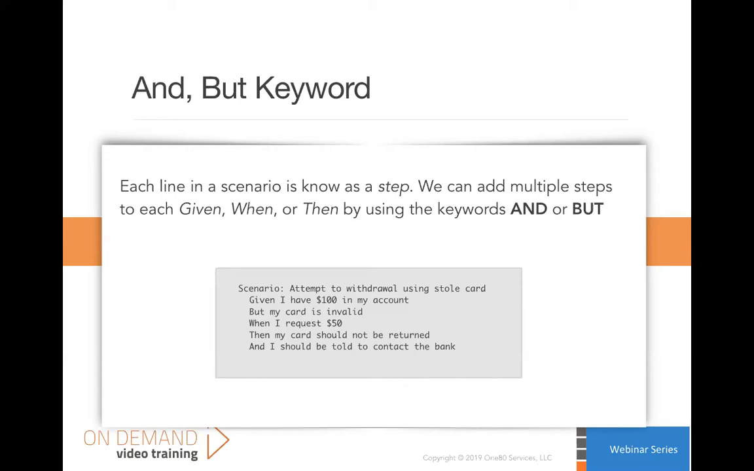So rather than saying multiple givens, whens, and thens, you can use the word and or but in their place. So it's just a way of making it more ubiquitous, like we talked about, because it's more natural language. And so when you drop it into the automation tool, it will then just substitute those words for you. It's smart enough to know that the but here is just another given.